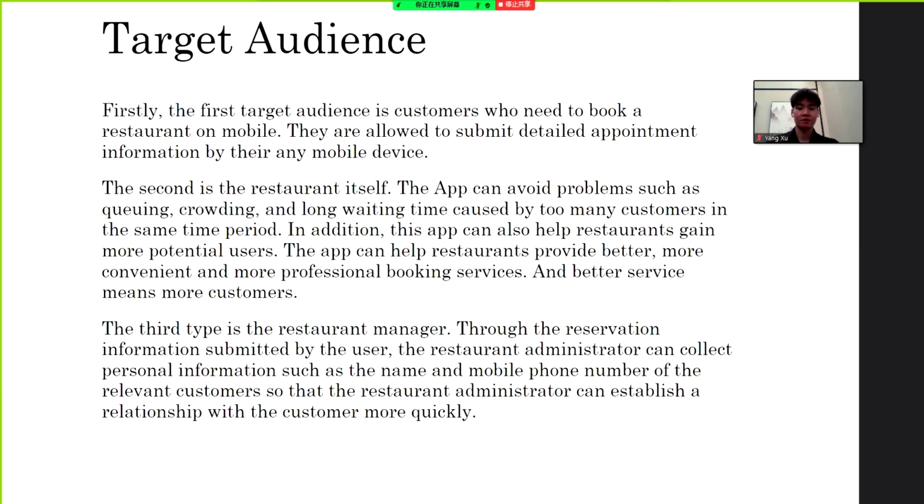For the first part, the target audience. Firstly, the first target audience is customers who need to book a restaurant on mobile. They are allowed to submit detailed appointment information from any mobile device. The second is the restaurant itself.